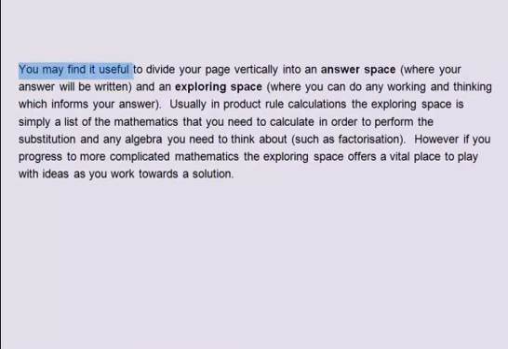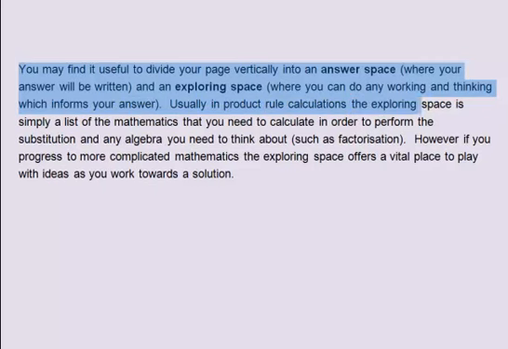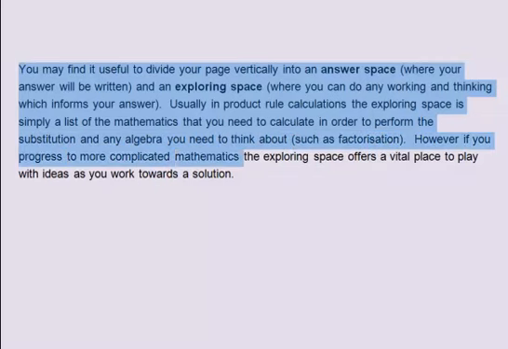You may find it useful to divide your page vertically into an answer space, where your answer will be written, and an exploring space, where you can do any working and thinking which informs your answer. Usually, in product rule calculations, the exploring space is simply a list of the mathematics that you need to calculate in order to perform the substitution, and any algebra you need to think about, such as factorisation. However, if you progress to more complicated mathematics, the exploring space offers a vital place to play with ideas as you work towards a solution.